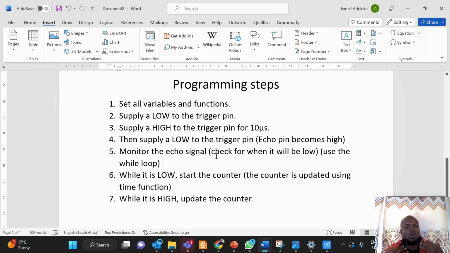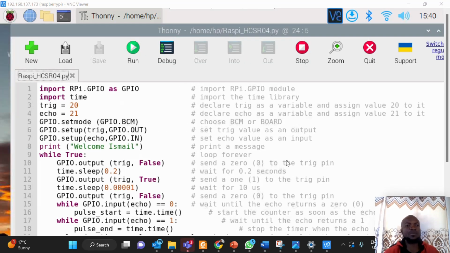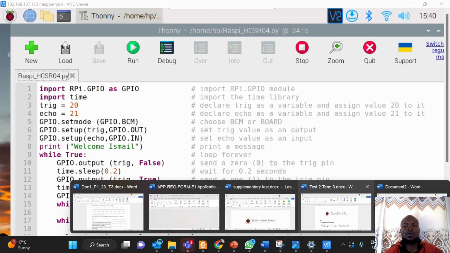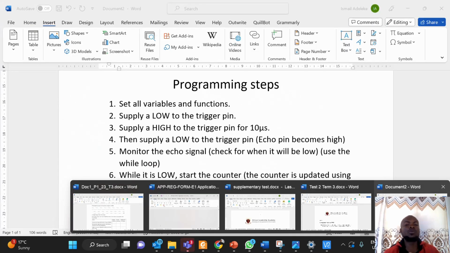Now I understand what I want to write, then I can develop the code the same way you've been taught in class. Okay, so let's now develop the code. Now I have typed in the code. The first thing, like I said in the plan, was to set all variables and functions.